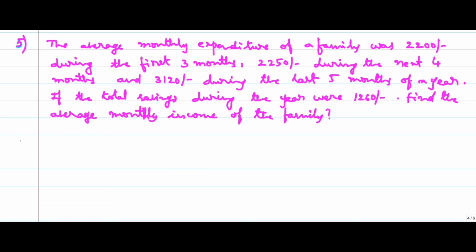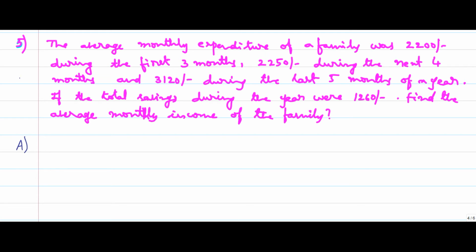Yeah, this is fifth question. So the answer would be, the average monthly expenditure of a family was 2200 rupees during the first 3 months, 2250 rupees during next 4 months, 3120 rupees during the last 5 months of a year. If the total savings during the year were 1260 rupees, find the average monthly income of the family.